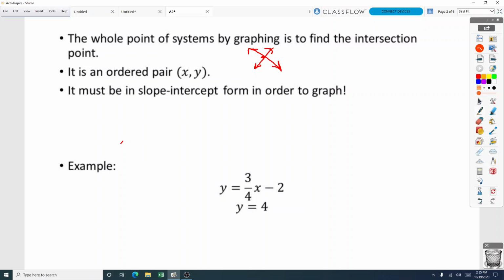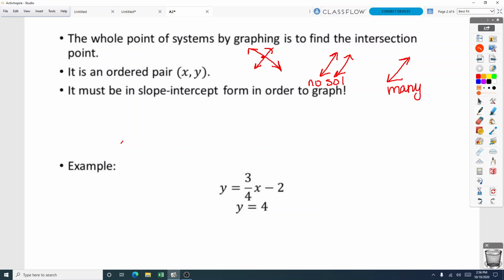Now, sometimes we have two graphs that never intersect. What do you think we call them? Do they intersect? I call them no solutions. If they never intersect, it is a no solution. Sometimes they're the same exact line. What do you think we call them if they're the same exact line? I call them infinity, or infinitely many solutions.